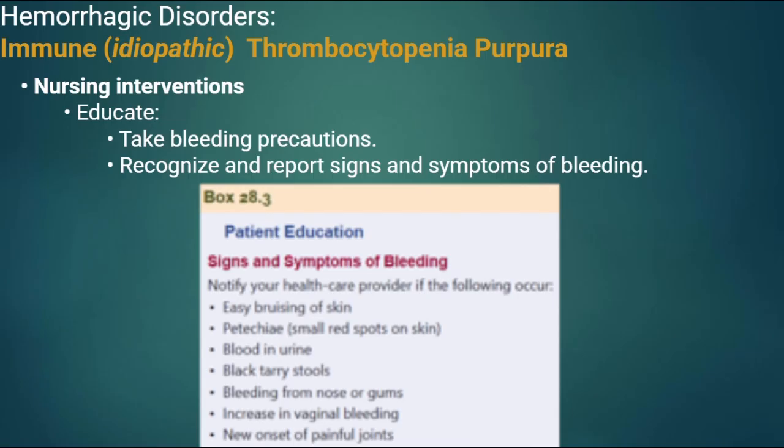Education also includes teaching patients to recognize the early warning signs of bleeding. These include easy bruising of the skin, tiny pinpoint red spots called petechiae, and larger dark purple areas called ecchymosis. Patients must also watch for more serious symptoms like blood in the urine, black tarry stools, nosebleeds, bleeding gums, heavier vaginal bleeding, and new painful joints. If any of these occur, patients must notify their healthcare provider immediately. Quick reporting allows for prompt intervention to prevent life-threatening complications.